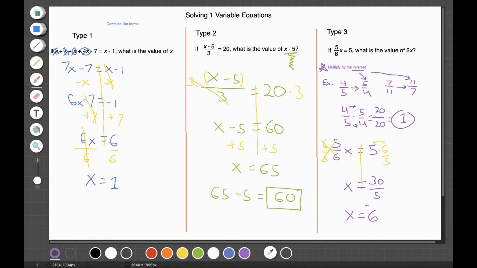Okay, is that your answer? Great job. Not quite. We have to look back to the problem. We did all this nice work, but you have to go back to the problem and make sure that's what it's asking. It says 2x. So we actually need to take 2 times our x, which is 6. So we have 12. That would be the actual answer.